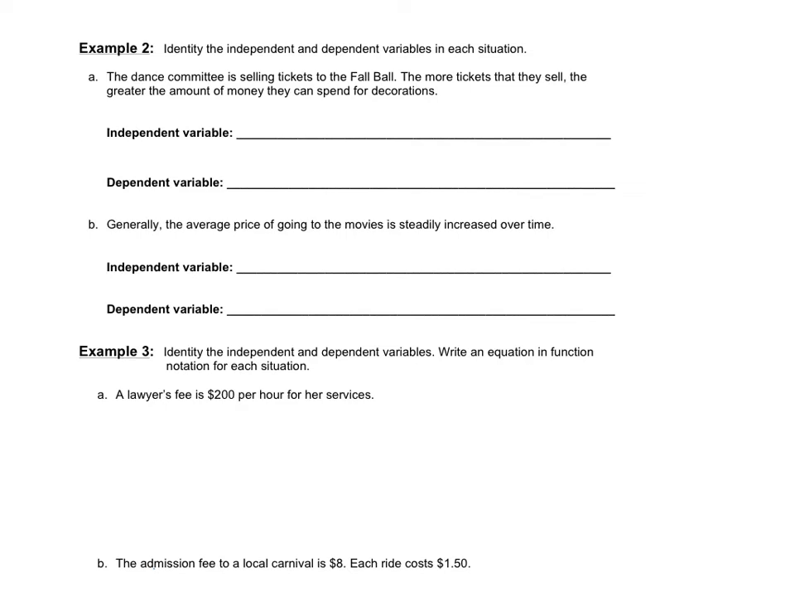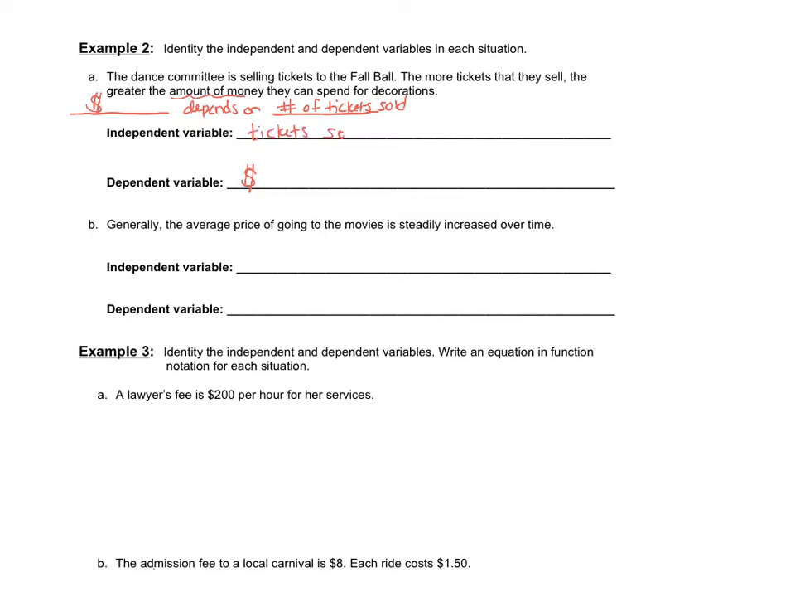In order to see which one's the independent and dependent variable, I try to write myself a little statement. The blank depends on blank. Okay, and so in this case, the amount of money, the dance committee is selling tickets for the fall ball. The more tickets they sell, the greater the amount of money. So the amount of money they make depends on the number of tickets sold. So therefore, the amount of money is the dependent variable. It depends on the independent variable. So the amount of money depends on the number of tickets sold.